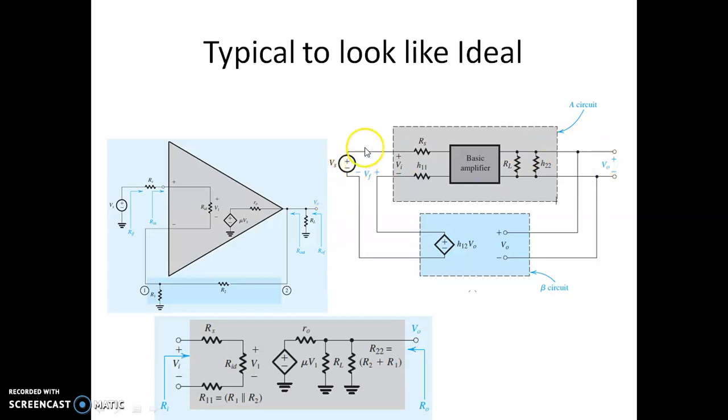This looks like it doesn't have any source resistance, but whatever source resistance, whatever load, whatever H11, H22 it had, all have been transferred onto the amplifier. Now we need to re-estimate the input impedance, output impedance, and the open loop gain of this amplifier after moving all these parameters over here. And this is how it looks for an amplifier.